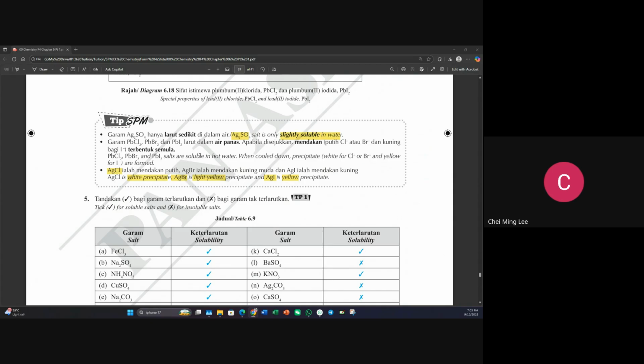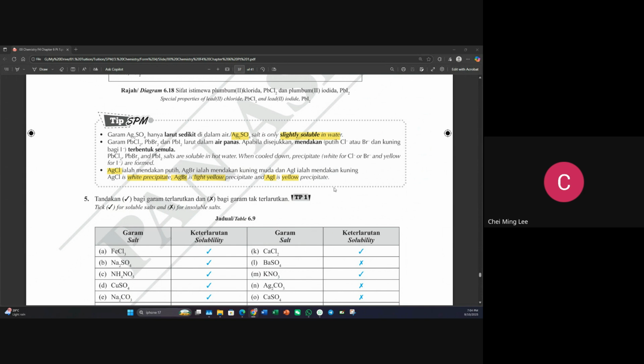For lead chloride, lead bromide, and lead iodide, the salts are soluble in hot water. When cooled down, the precipitate forms: white for lead chloride or lead bromide, and yellow for lead iodide. Silver chloride is a white precipitate, silver bromide is light yellow, and silver iodide is a yellow precipitate.